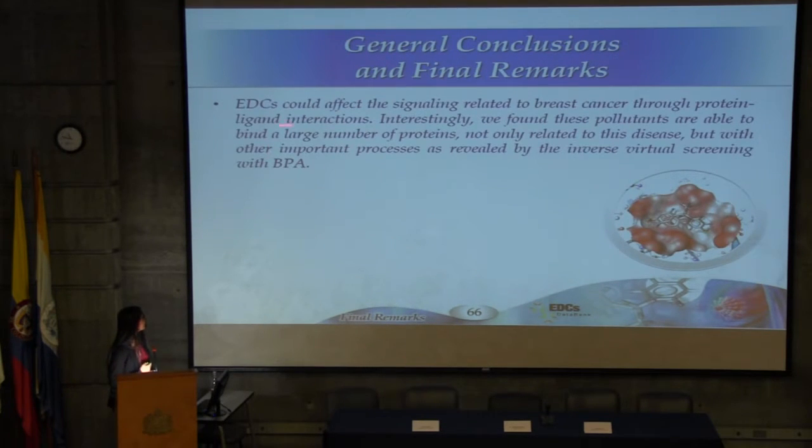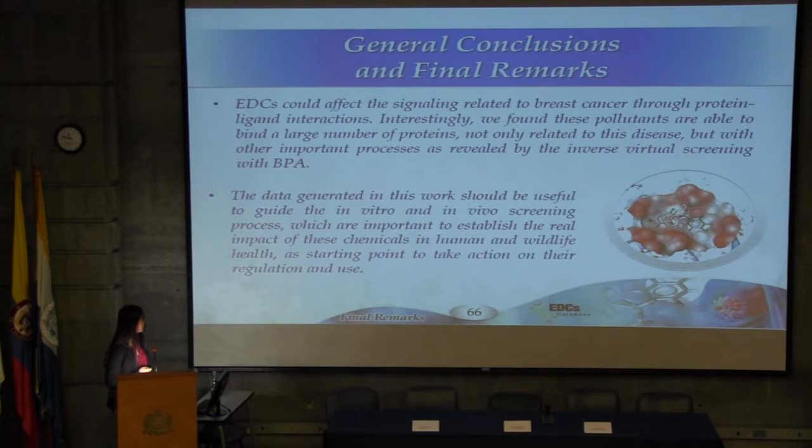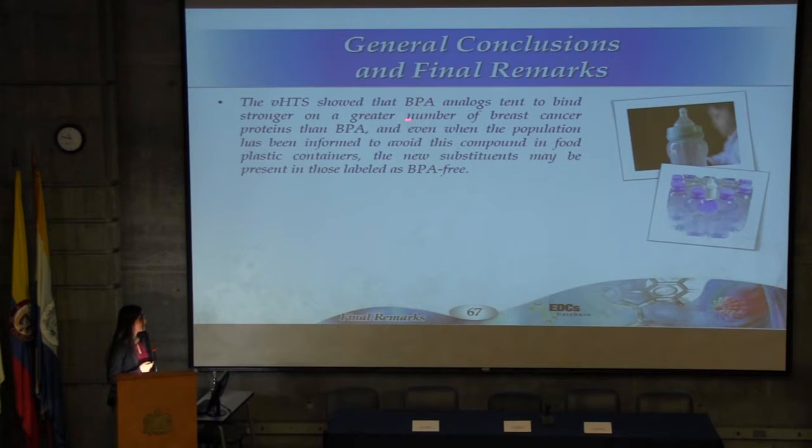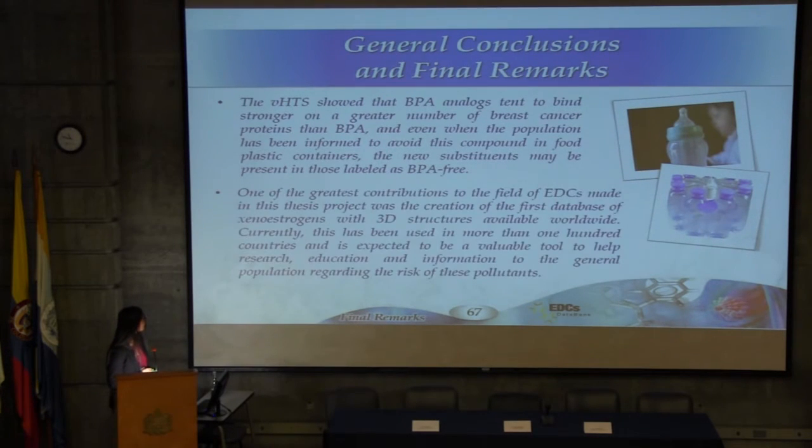So here we can see that endocrine disruptors could affect the signaling related to breast cancer. The data generated in this work could be useful to guide in vitro and in vivo experiments. This also was a good result of this research, that BPA analogs tend to bind breast cancer proteins strongly, which could help to develop some regulatory laws in the future. And one of the contributions of this work was the creation of the database, which could be useful for making toxicology research by computer-aided methods.